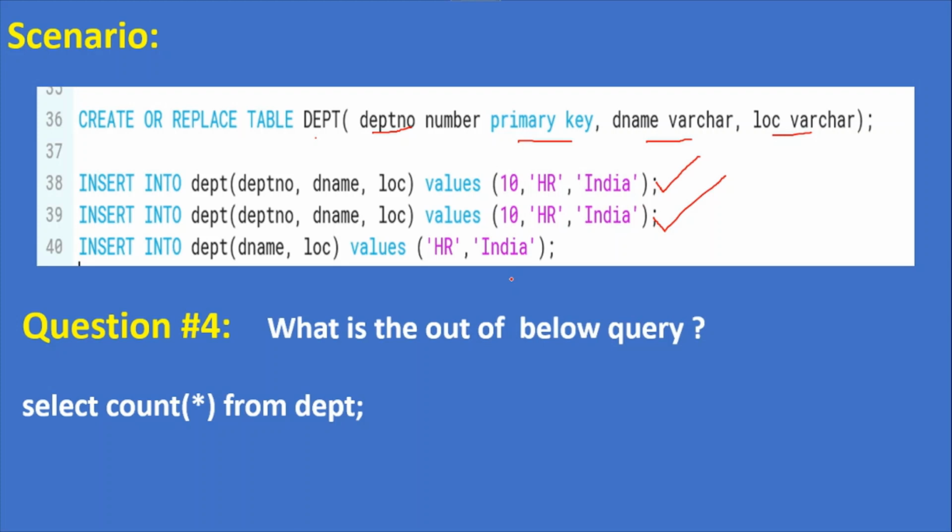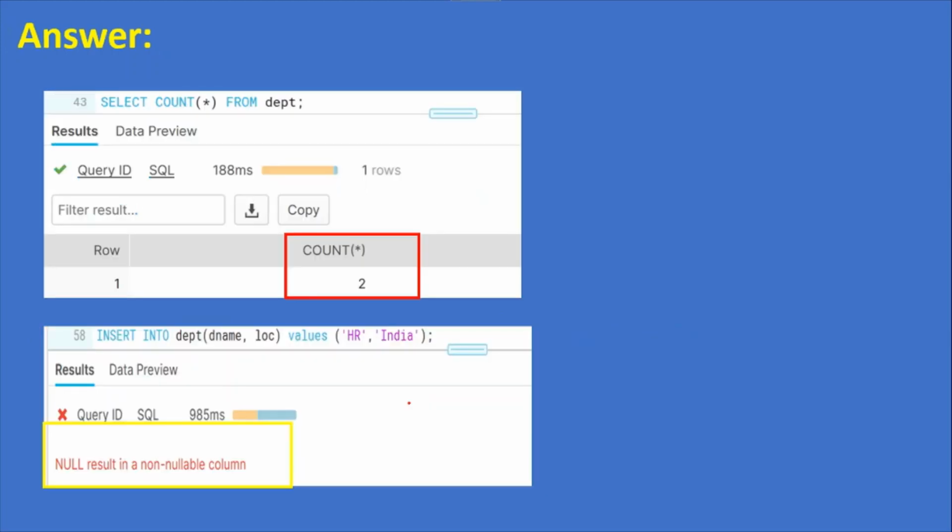After executing the statements, select count star from DEPT. The count is only two records. The reason is the third record, insert into DEPT dname, location values HR, India, results in a null in a non-nullable column. That means department number is a primary key, and internally a primary key is nothing but a unique key plus not null. So you are trying to insert a null value, and that's why we got the error while inserting without a department number.